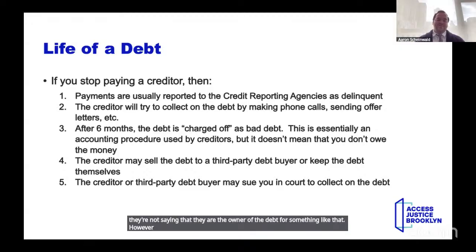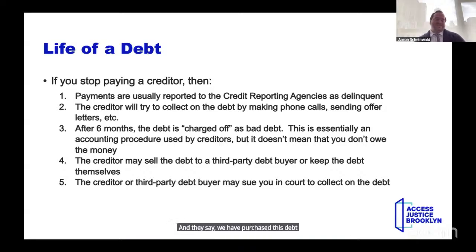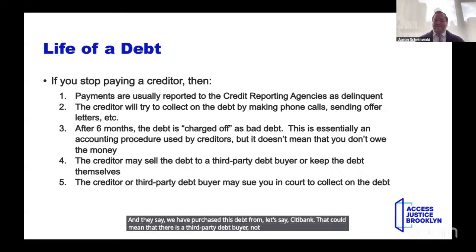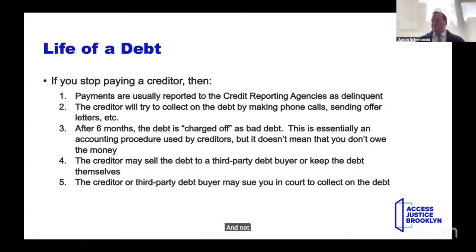However, otherwise, if someone contacted someone and they're, for example, called LVNV Funding, which is a third-party debt buyer that we see all the time, and they say, we have purchased this debt from, let's say, Citibank. That could mean that there is a third-party debt buyer, not just a third-party debt collector who is contacting someone on behalf of the original creditor. There could be a third-party debt buyer who is contacting someone to seek collection directly for that debt that they're claiming that they own, and not just are merely trying to collect on behalf of another party.